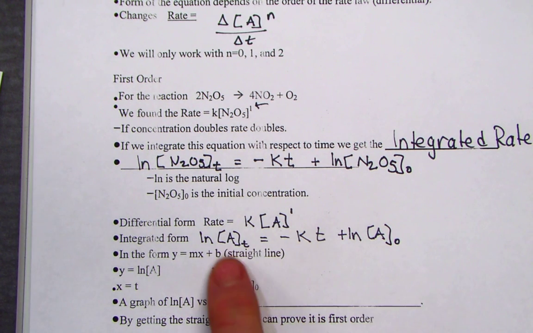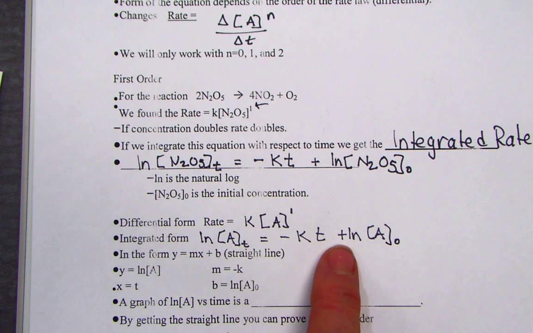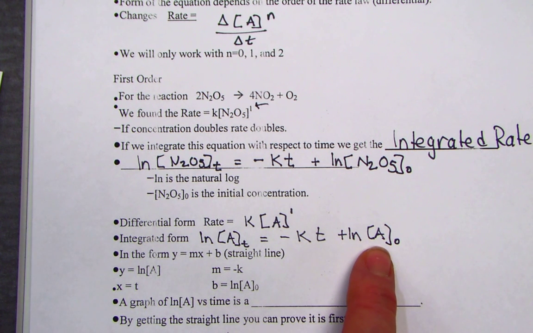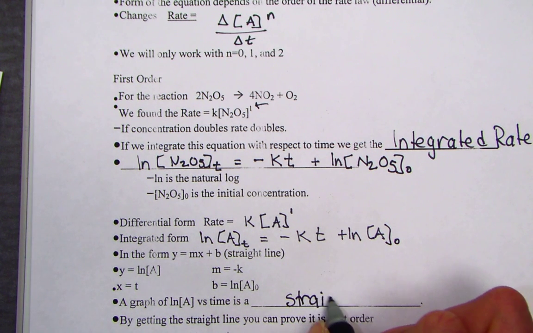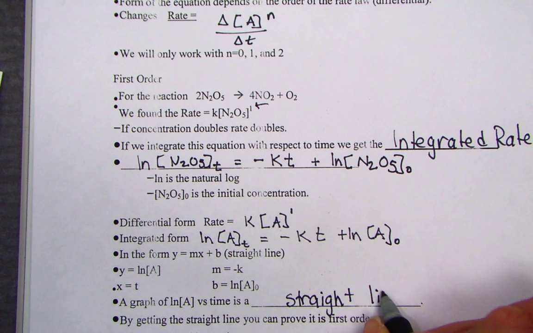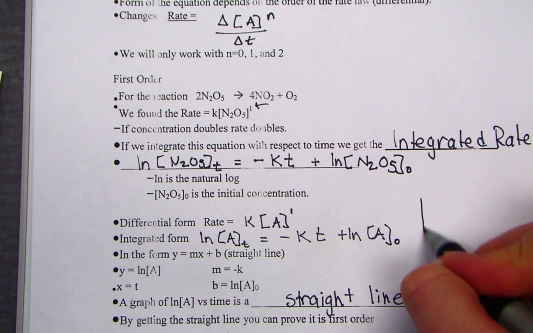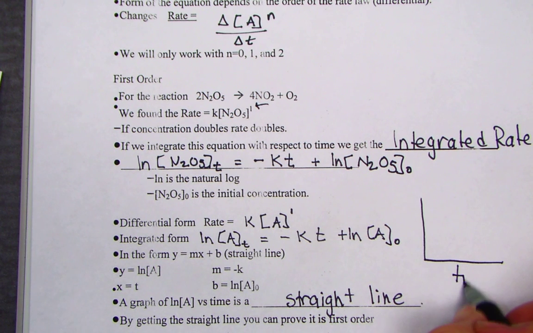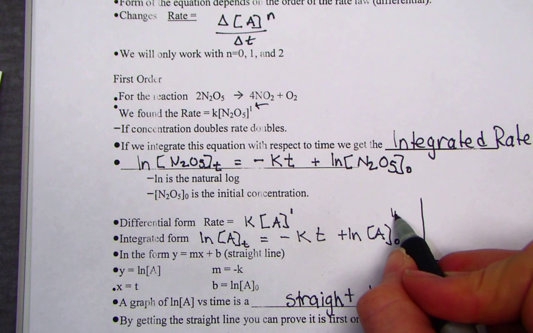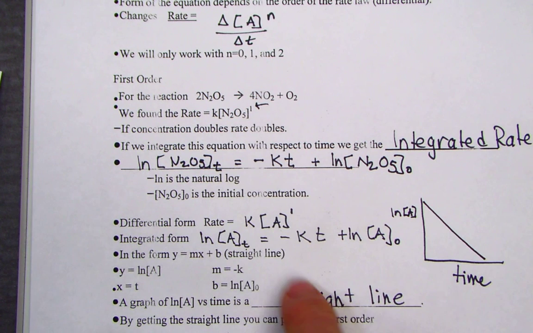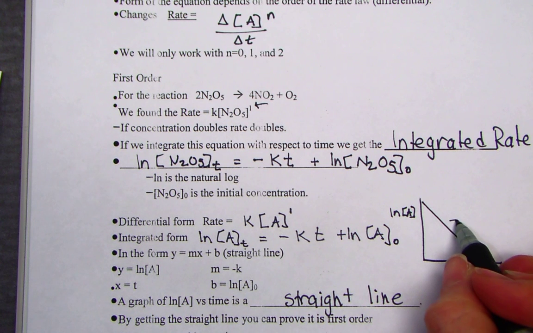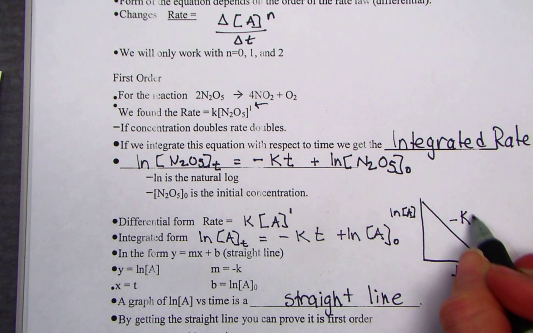Notice that it is giving us a y equals mx plus b format, which is a straight line graph. So if we were to consider graphing this particular line, it gives us all kinds of information. I know that the x-axis represents time, usually in seconds. The y-axis would be the natural log of A. I have a negative slope. That's why the negative sign appears, to flip it to be positive for K. So the slope of the line is negative K.